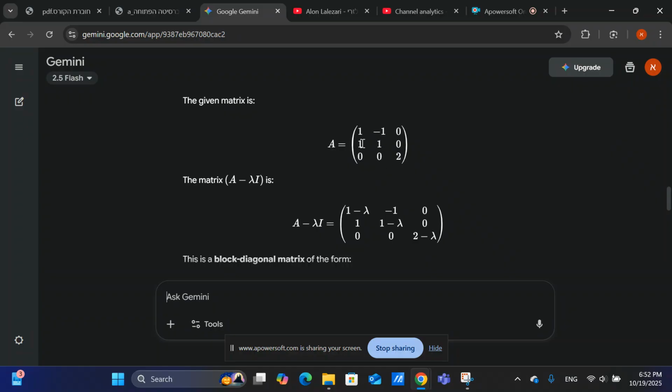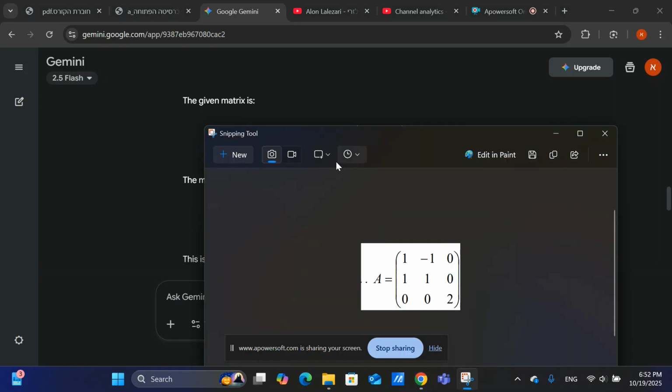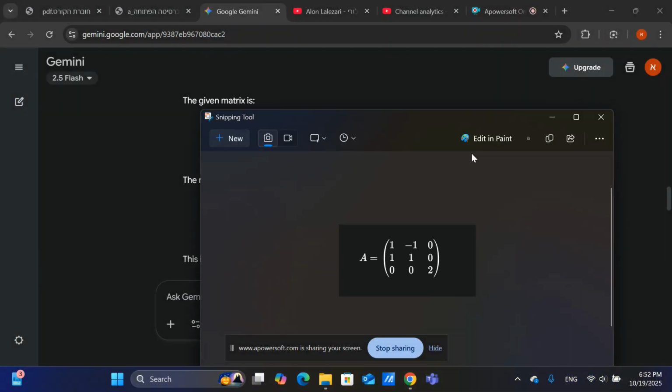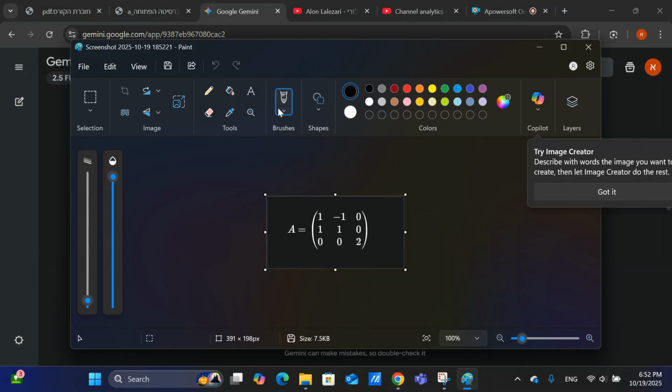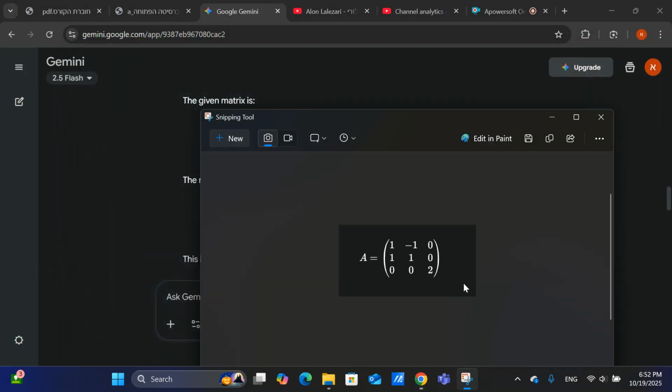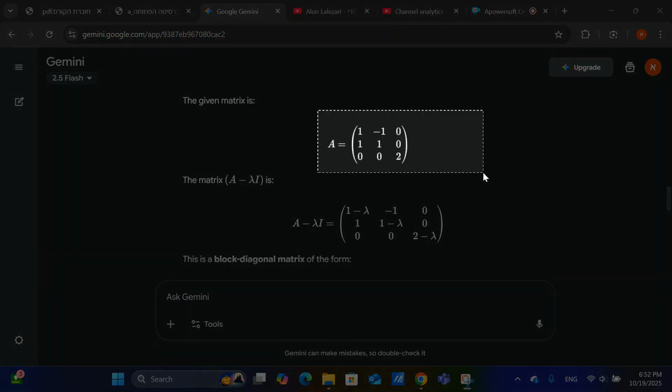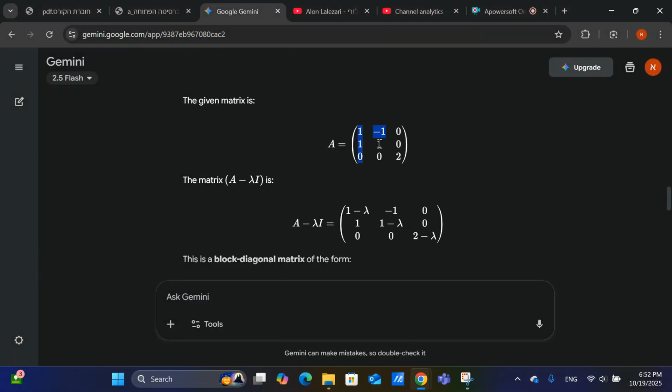In this matrix A, you can see that I can imagine two blocks. One block is right over here: 1, minus 1, 1, and 1, and the other one is just these two.